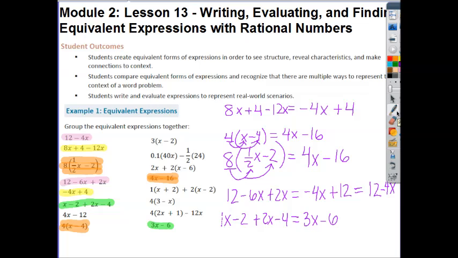The next problem I have is also the distributive property. We have 3 times the result of subtracting x and 2. So let's distribute here.